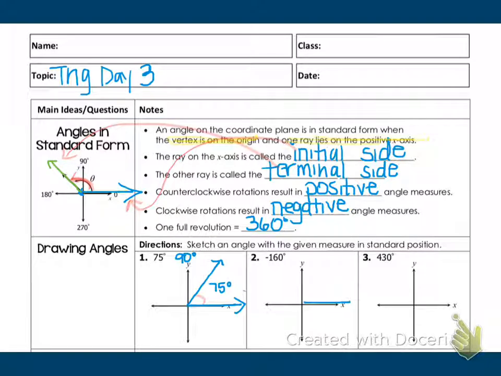The next one is negative 160. Again, we always start in the same position on the x-axis, but this time the negative tells me to go down first. Each quadrant is the equivalent of 90 degrees, so I go 90 degrees, but then I have to go almost all the way to 180 degrees, just shy by 20 degrees. So it's going to come all the way around into this quadrant. Maybe I should redraw that a little closer to be more accurate. It's only going to be 20 degrees away from the x-axis on the other side, so right there would be negative 160 degrees.